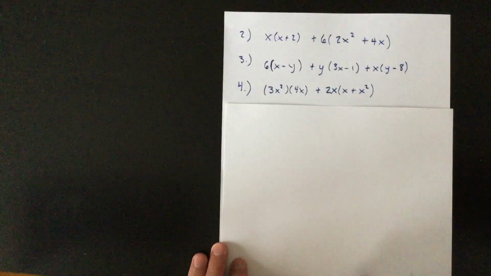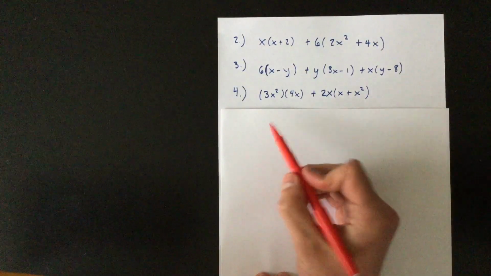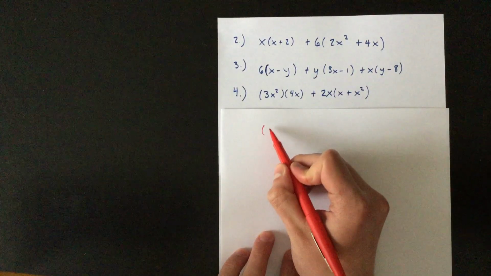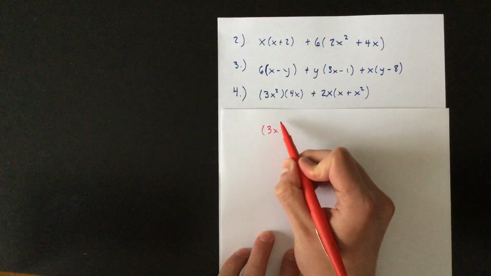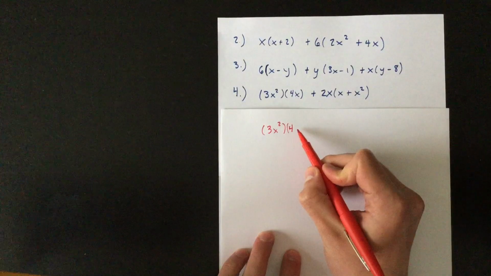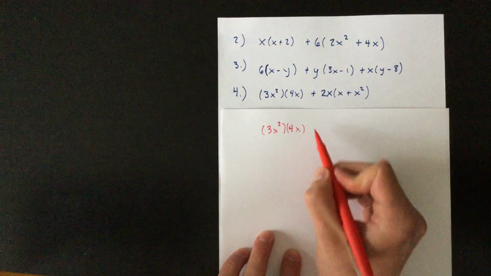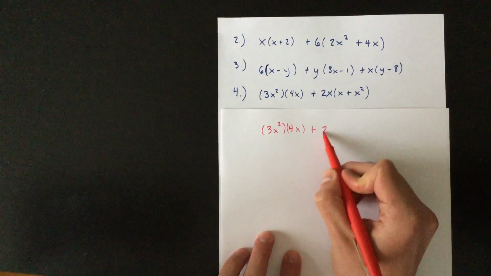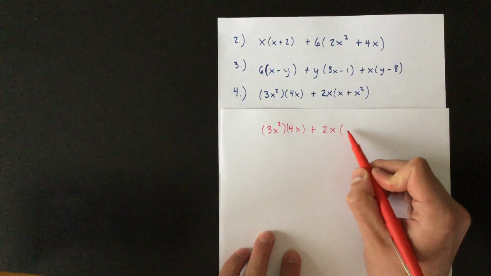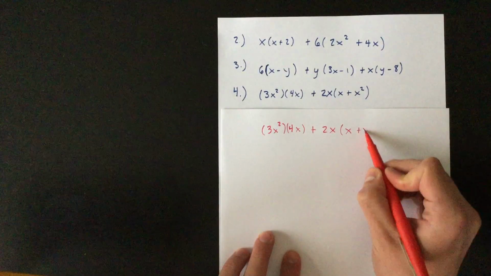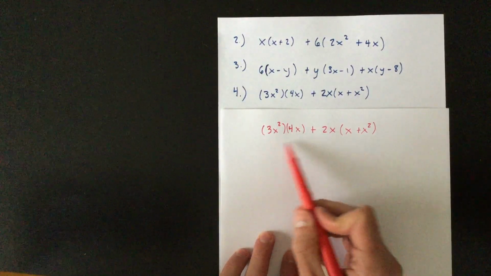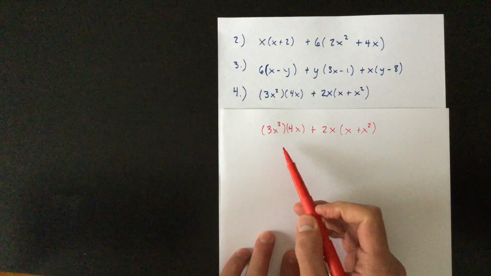Alrighty. So number 4 is a little bit different. This one just has a product as one of the terms in the expression, a pretty complicated product, 3x squared times 4x. And then the other term is the product of a monomial, 2x, and a binomial, x plus x squared. So I've got this spot to multiply here. I'm going to do that first.